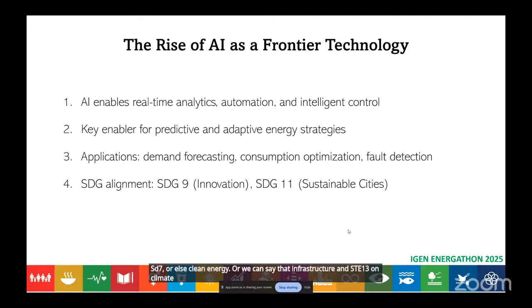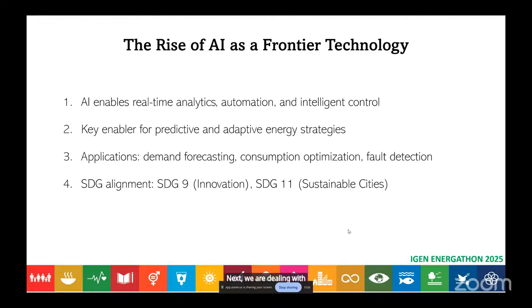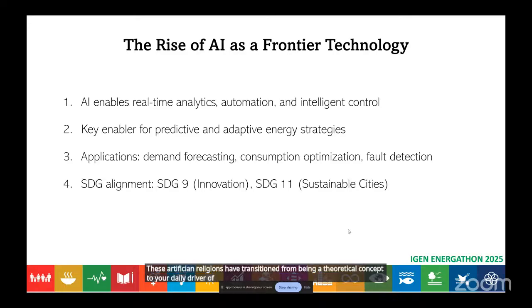So we see how impactful this trio of technologies really is. Next, when we are dealing with the rise of AI as a frontier technology, artificial intelligence has transitioned from being a theoretical concept to a daily driver of change across multiple industries.